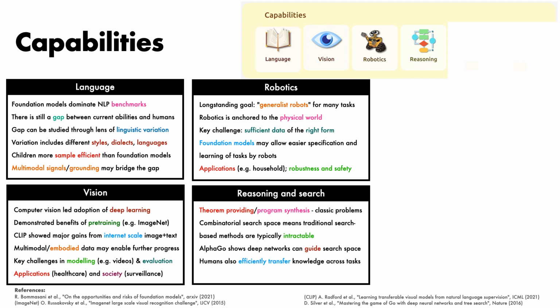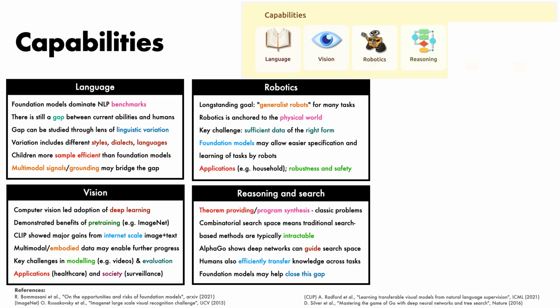Humans also transfer knowledge across tasks, allowing them to perform adaptation much more efficiently. Foundation models may offer one route to help closing this gap to human ability, thanks to their multi-purpose nature.